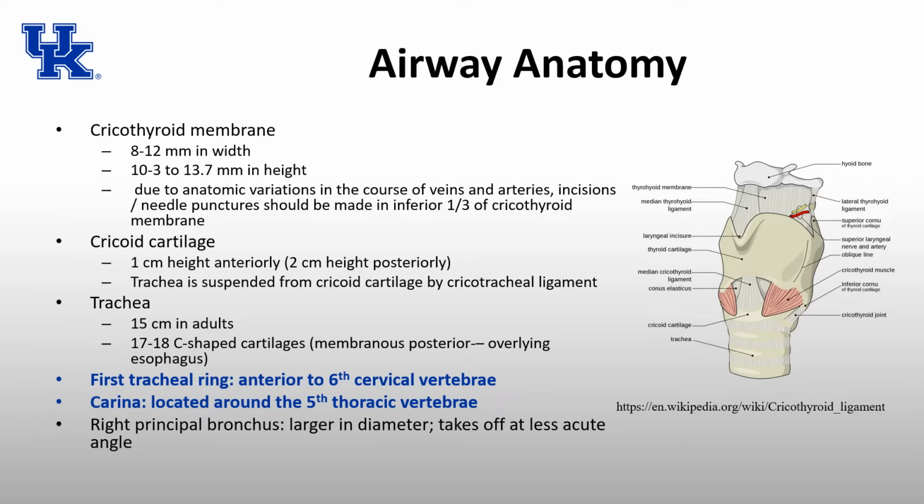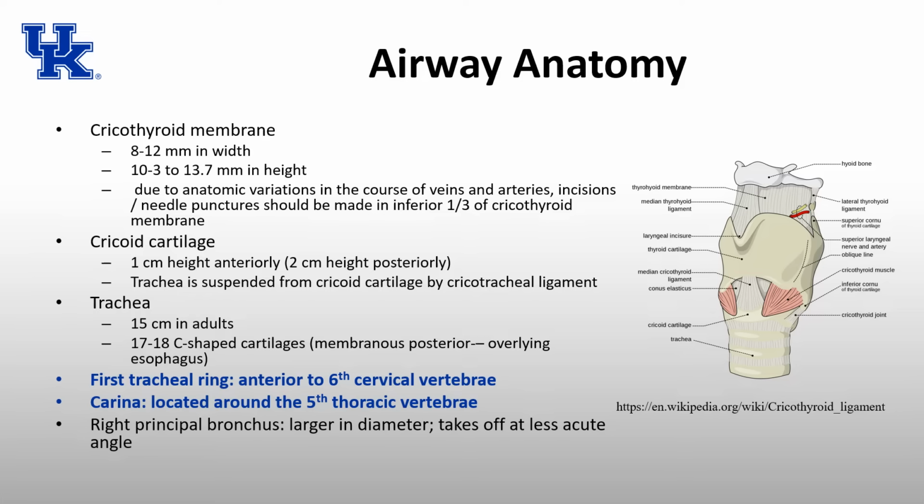Now, the right principal bronchus is larger in diameter than the left principal bronchus. It has that takeoff a little bit earlier than on the left side. That right upper lobe takes off pretty early off of that right principal bronchus. And then the angle at which it deviates from the trachea is a little bit lower of an angle. Again, this is in adults.